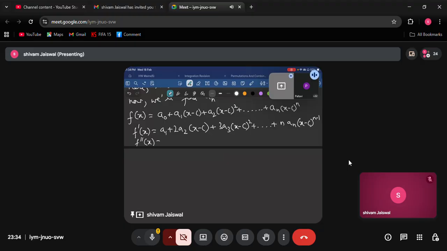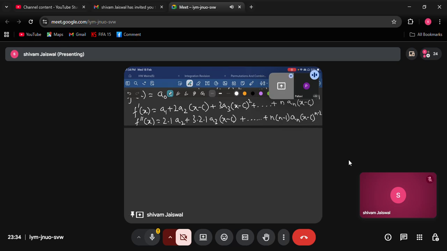F double dash x will be equal to, a1 is also gone, we'll get 2 into 1 into a2 plus 3 into 2 into 1 into a3 into x minus c, plus dot dot dot plus n into n minus 1 into a n into x minus c whole to the power n minus 2.